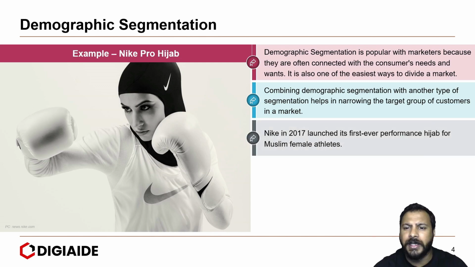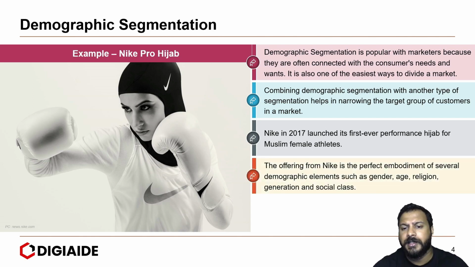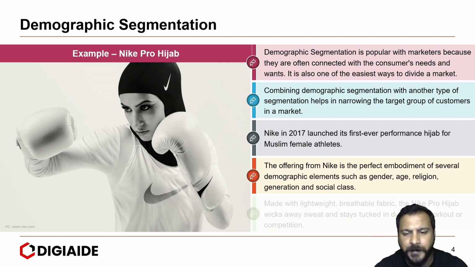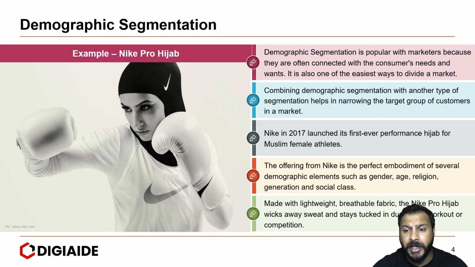Nike in 2017 launched its first ever performance hijab for Muslim female athletes. The offering from Nike is the perfect embodiment of several demographic elements such as gender, age, religion, generation, and social class. Made with lightweight, breathable fabric, the Nike Pro Hijab wicks away sweat and stays tucked in during any workout or competition.